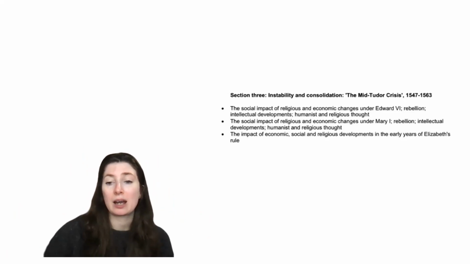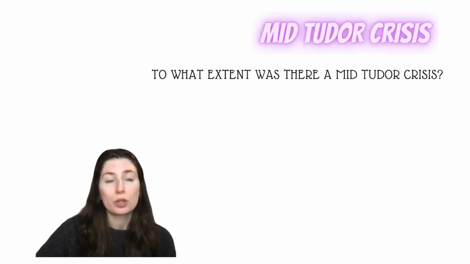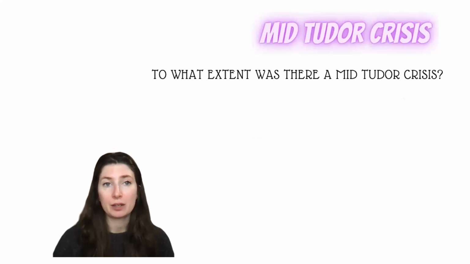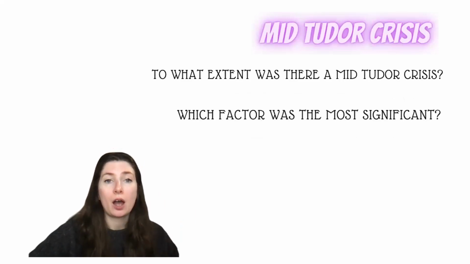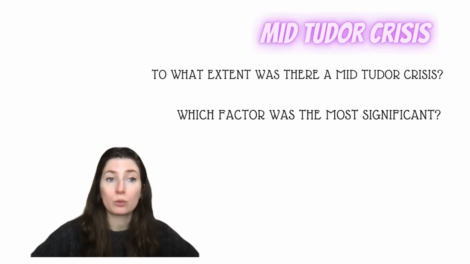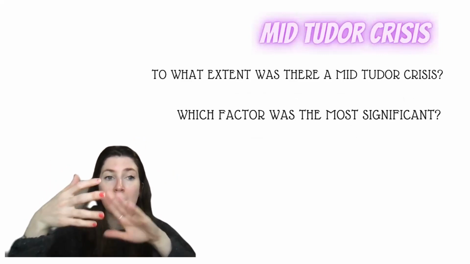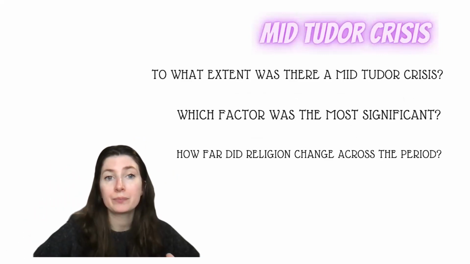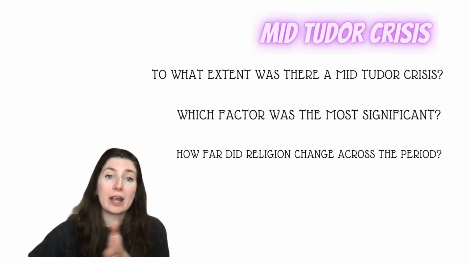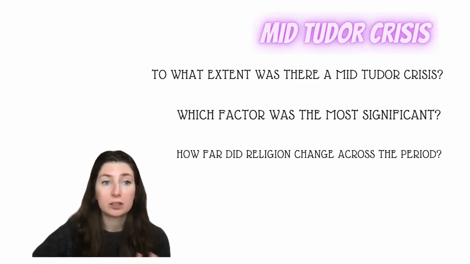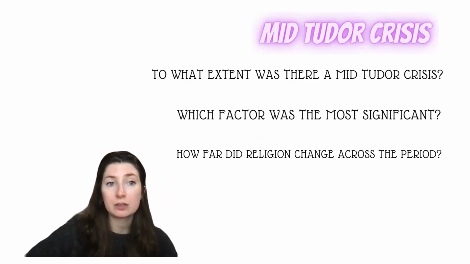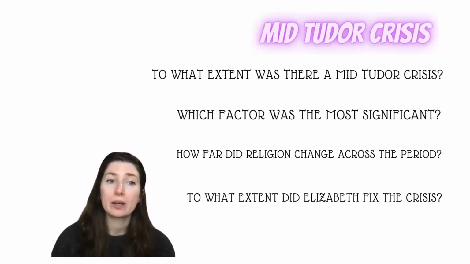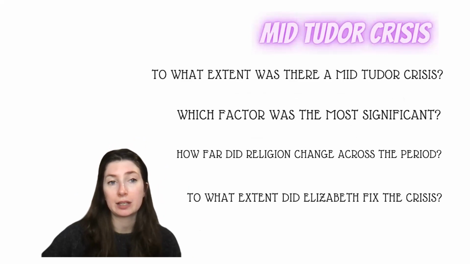And then in addition to that, some kind of key questions that you should be able to answer. To what extent was there actually a mid-Tudor crisis? That's a key question. Which factor was the most significant? Was religion the most destabilizing, finance, or bad governance, as I mentioned earlier? How far did religion change across the period? Equally, that word could be substituted for finance or economic policy or style of governance. And then to what extent did Elizabeth manage to fix the crisis? Does she fix it in those early years?